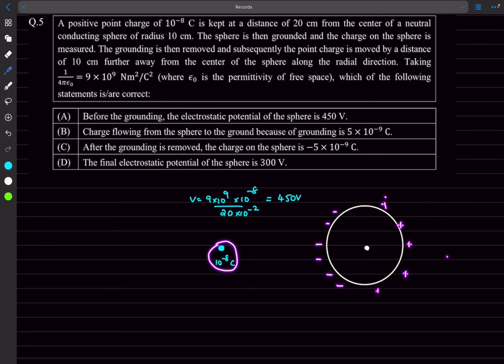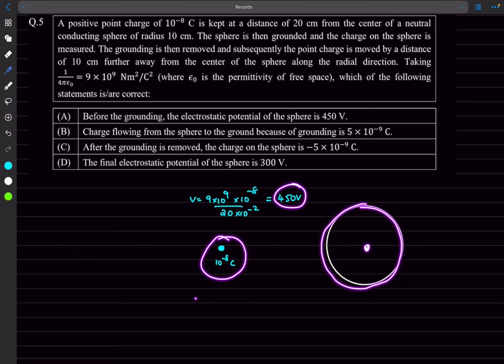However, the charge distribution will be neutral at the end of the day. So if you figure out the total potential contribution due to all these charges at the center, it will be k times sigma q divided by r, right? And sigma q would be 0 because it's a neutral sphere. So therefore the net contribution due to the surface charges and this 10 to the power minus 8 coulomb charge at the point O will be 450 volt. So 450 volt will be the potential of the sphere as well. So option A would be correct.